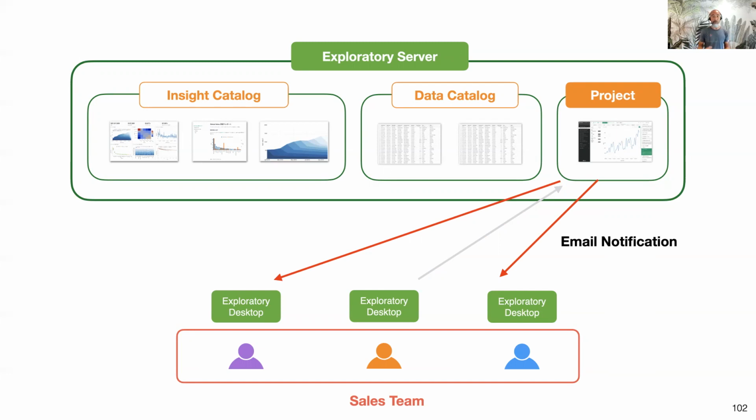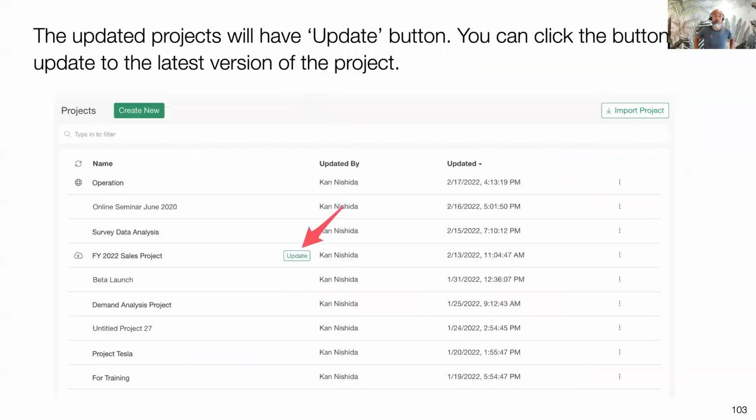And then they can open the Exploratory desktop. When they go to the project page, any project being shared, meaning somebody published it and you imported it, will have an icon. It's like a globe icon on the left hand side. In this case, at the top, the first project says operation. That has a globe icon, which means that project is being published and shared on the server. The one that doesn't has never been published or shared. It's all in your desktop.